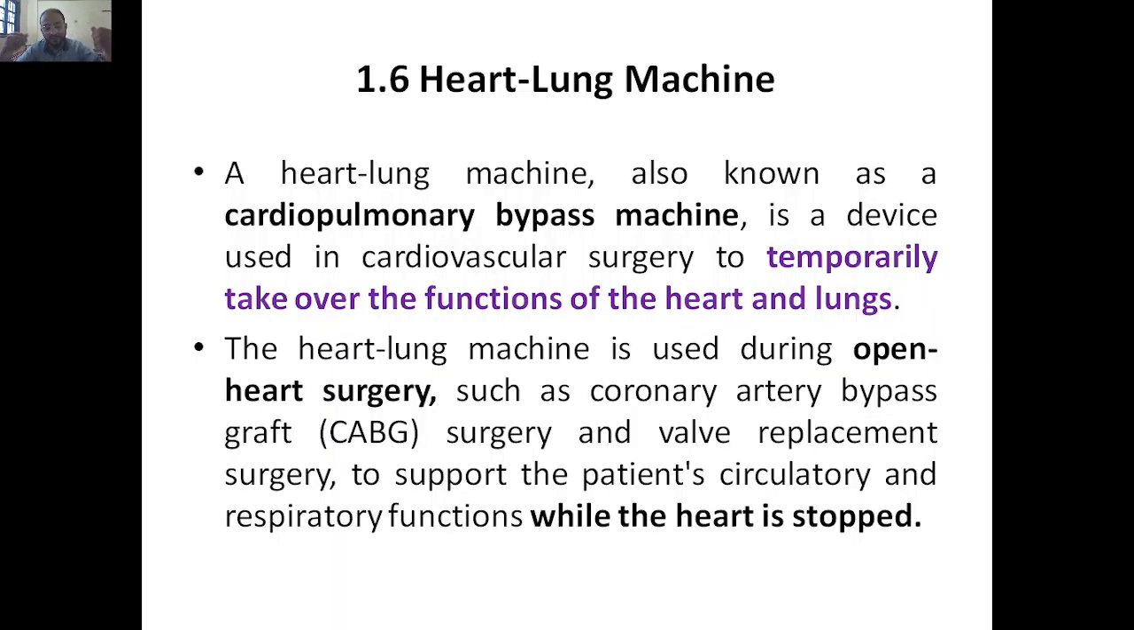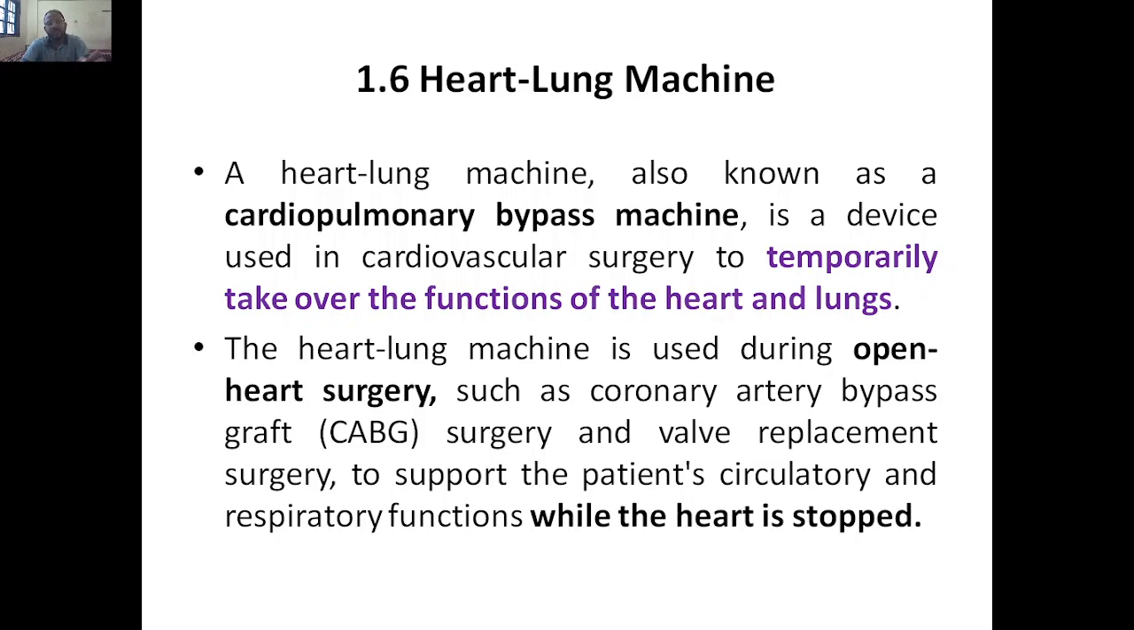So far we discussed the heart, and under the heart topic we discussed 5 different topics. Okay, so now we will start the heart lung machine. What do you mean by heart lung machine? In the name itself it is there. The machine has to be there which should function as heart as well as lung together.